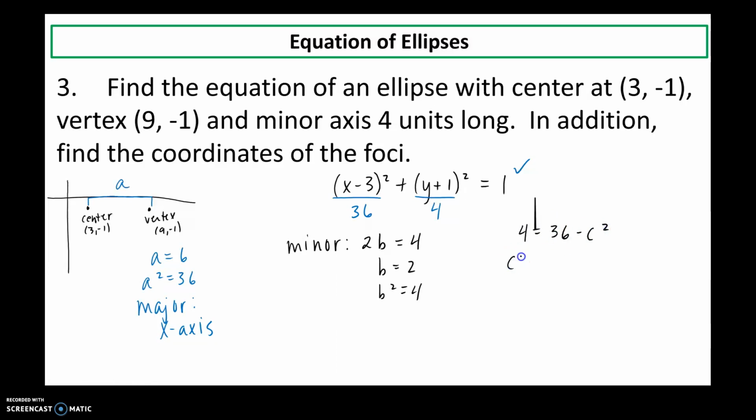Now to determine the foci, we come back to b squared is equal to a squared minus c squared. I get c squared is equal to 32. Perfect square factor of 16, so that gives me c equals 4 root 2.